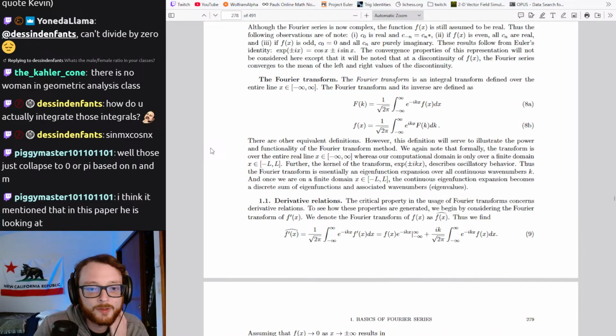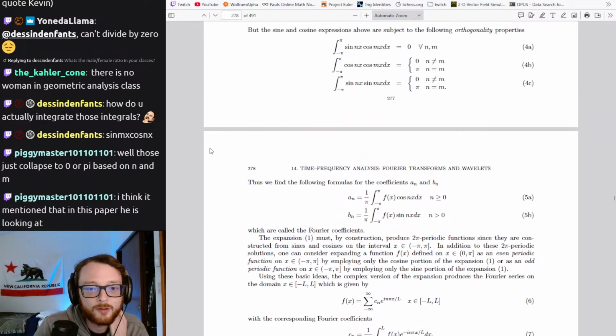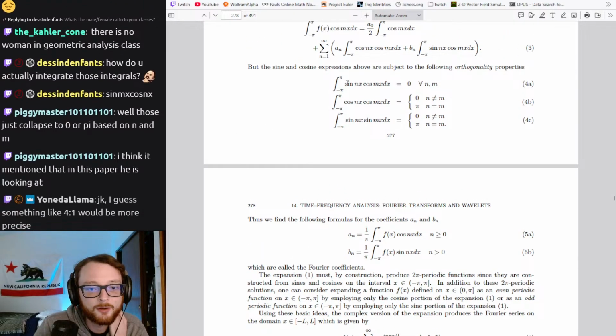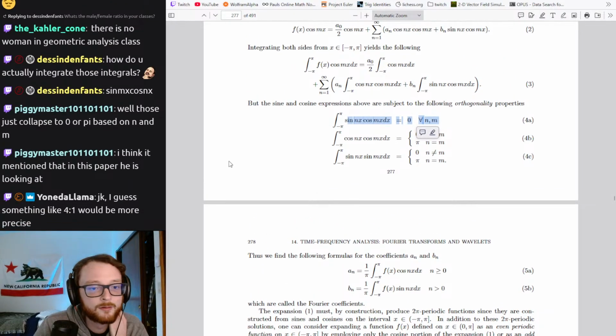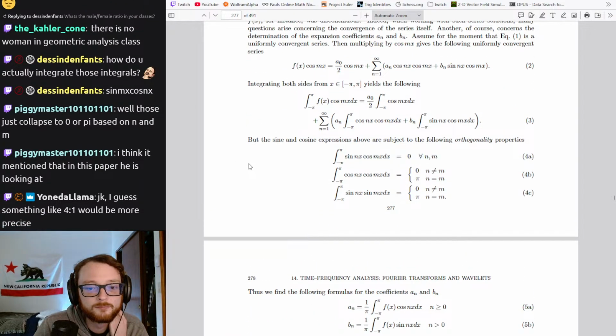I can't find where this textbook actually says. I'm sure it does that. Oh yeah, here. Yeah, this is like the entire thing that makes the Fourier transform work. Or the Fourier series work, maybe.